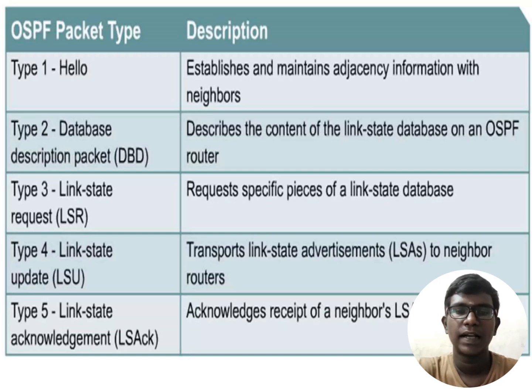The link state request packet requests specific pieces of a link state database. A link state update packet transports link state advertisements to neighboring routers. And the link state acknowledgement packet acknowledges the receipt of a neighbor's LSA.